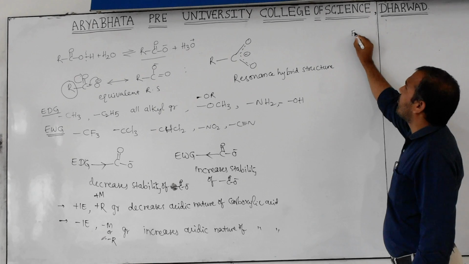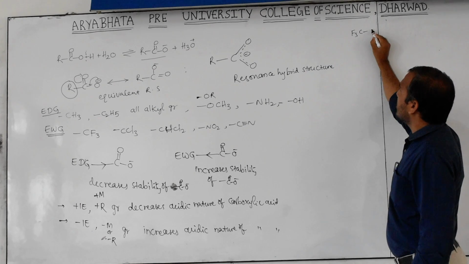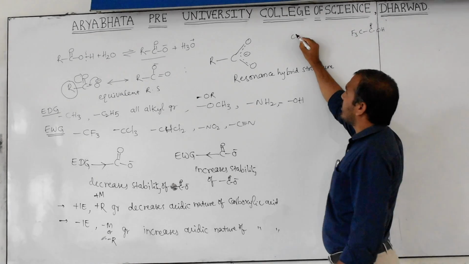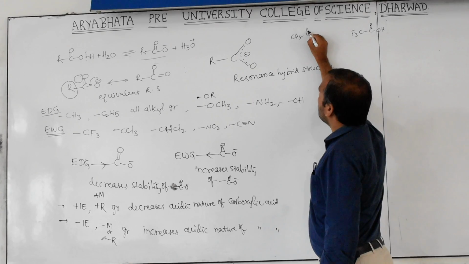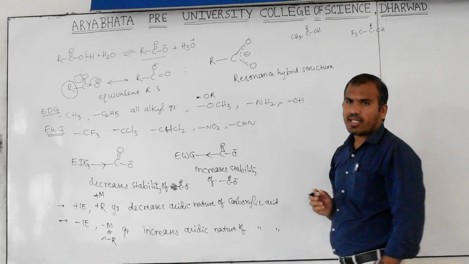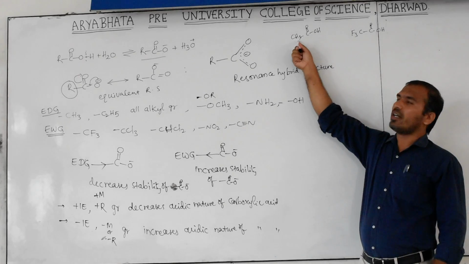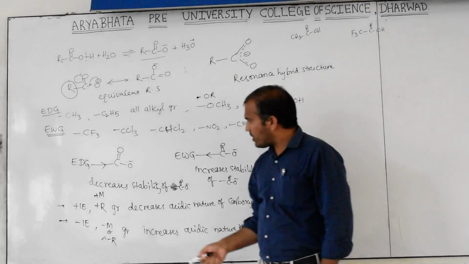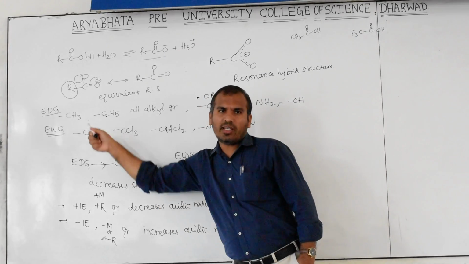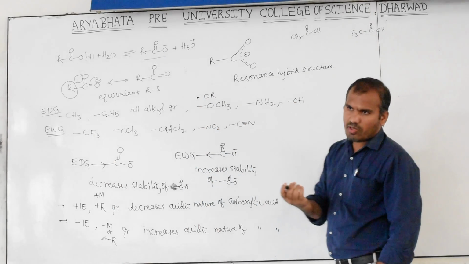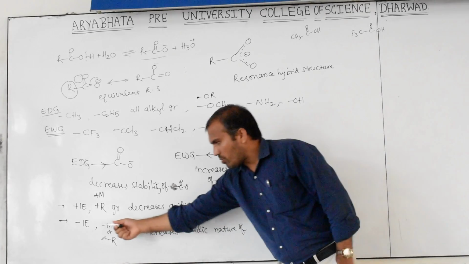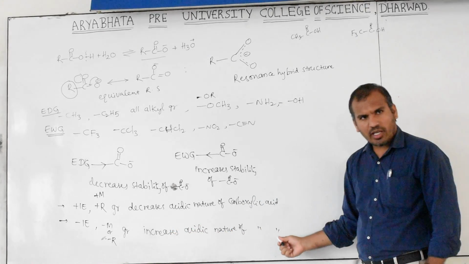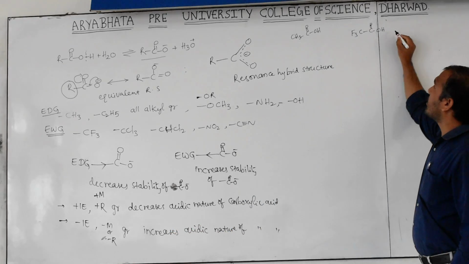Now, F3C-C(=O)OH. We know that this is CH3-C(=O)OH. What is this? Acetic acid. Instead of three hydrogens here, what do we have? Three fluorines. So this group is present here. CF3 is an electron withdrawing group. Electron withdrawing group means -I group, it increases the acidic nature. So here it is more acidic.